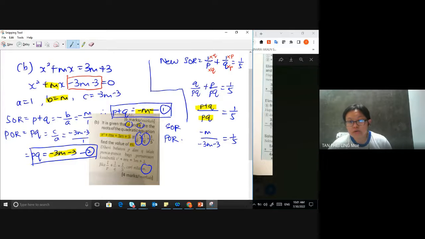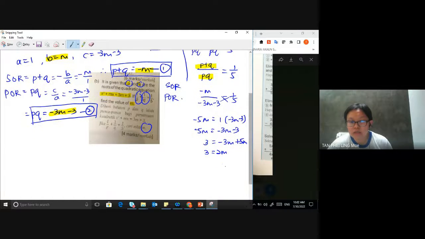Okay, so now cross multiply. Minus 5m equals to 1 times minus 3m minus 3. So minus 5m equals to minus 3m minus 3. So I can group all the m's together. So I prefer to bring my 5m here become plus 5m, and then here become 3, so that I'm dealing with positive number. So my m equals to 3 over 2. Just rewrite m equals to 3 over 2. Is it clear?